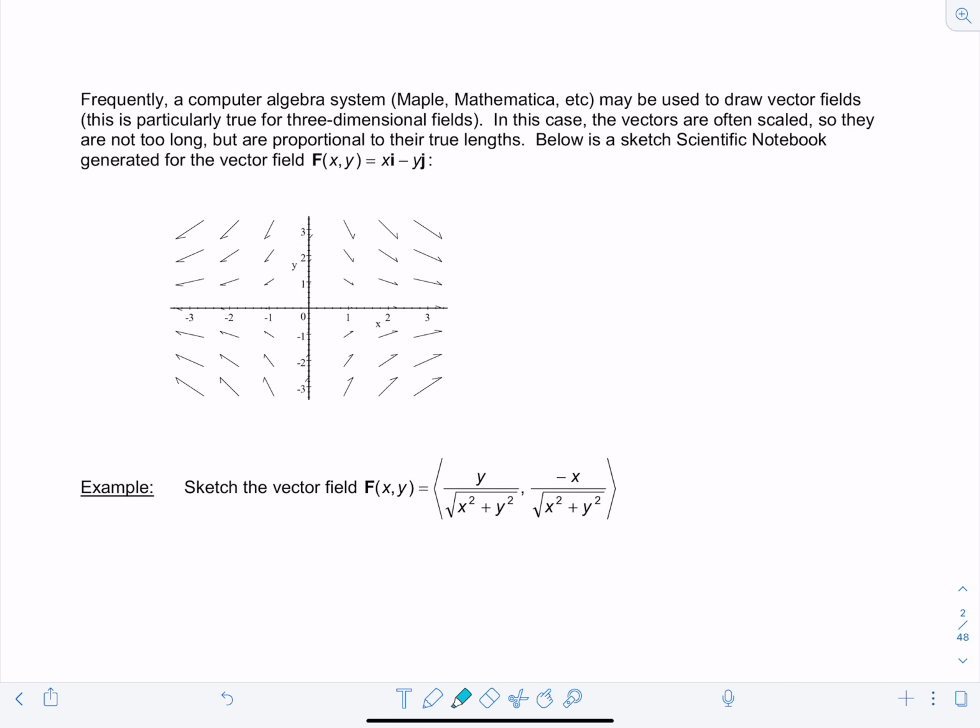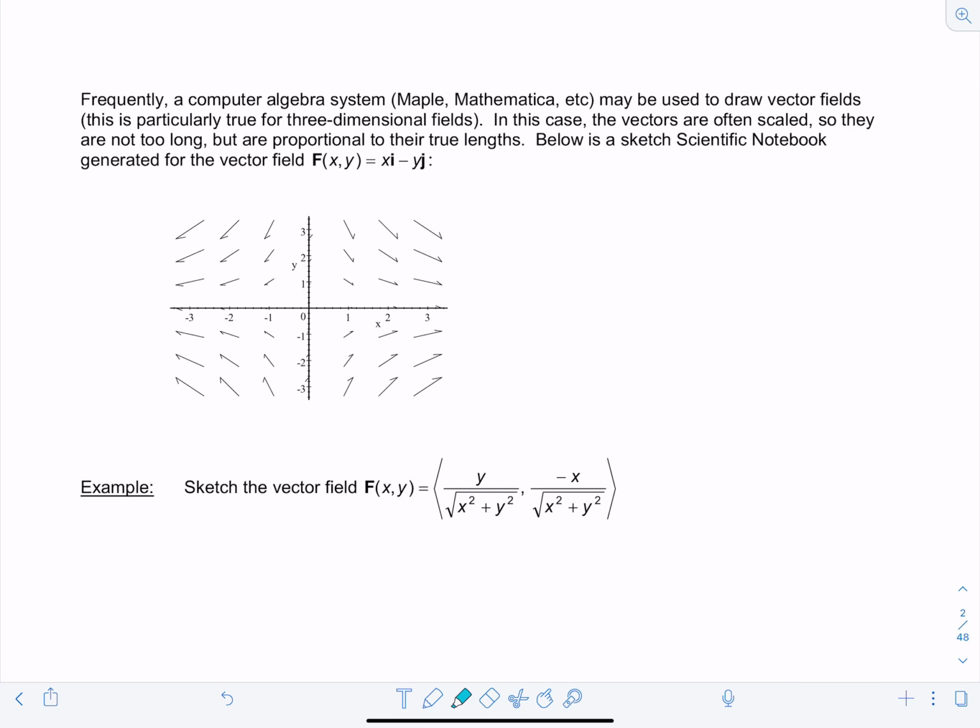And in this case, the vectors are often scaled so that they're not going to be too long, but that they're just proportional to their true lengths. Because you can imagine, like for the example that we just did, if I started plugging in values for x and y, 20, 50, 100, right, then I'd have vectors that would be very long. The magnitude would be beyond what you could draw comfortably. So that's why they're scaled down when you use these technologies to graph.